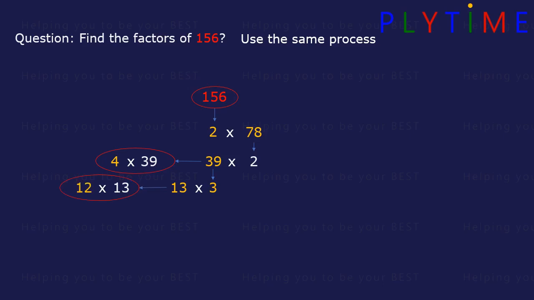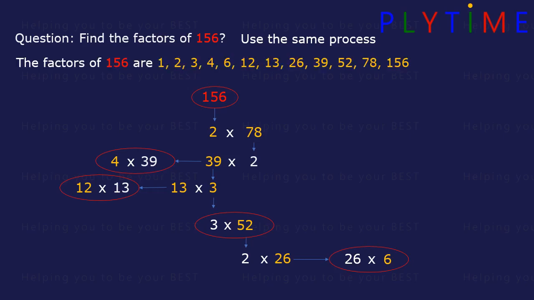How many 13s? 12 times 13 equals 156, so 12 is a factor. How many 3s in 156? 3 times 52. So 52 is also a factor, and factors of 52 are 2 and 26. We already have 2, so 26 times 6 is 156. So 6 is also a factor. The factors are 1, 2, 3, 4, 6, 12, 13, 26, 39, 52, 78 and 156. Don't forget the 1 and the number itself.